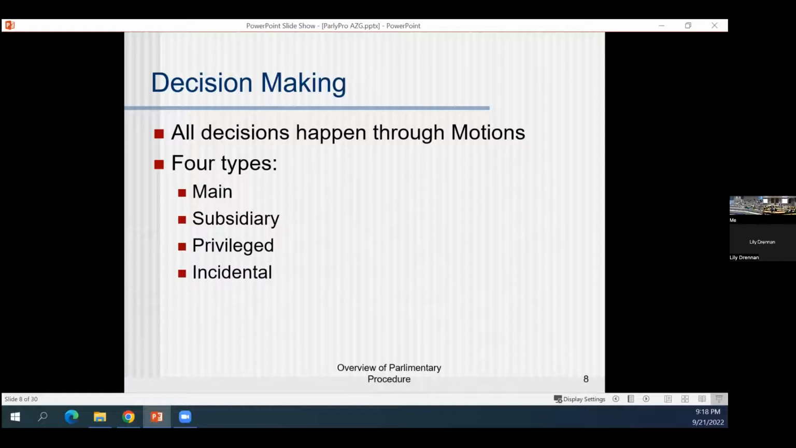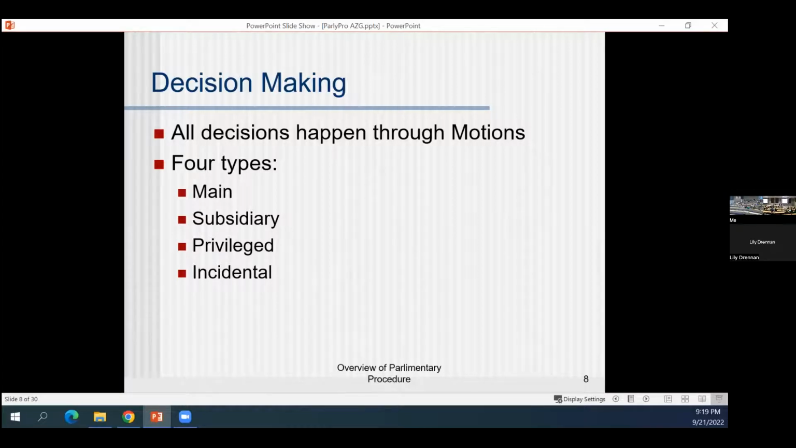All right, so decision making. All decisions that the chapter makes, and again, most of your meetings are more informative. You're getting the reports, you're not making that many decisions. You have elections periodically, you have some budgetary issues to vote on, but most of the time you're not dealing with this. But when you do, all of this happens through motions. There are 4 types. Main motion is 99% of what you're going to focus on. The main motion is, I move that we spend $50 on decorations for the formal coming up.